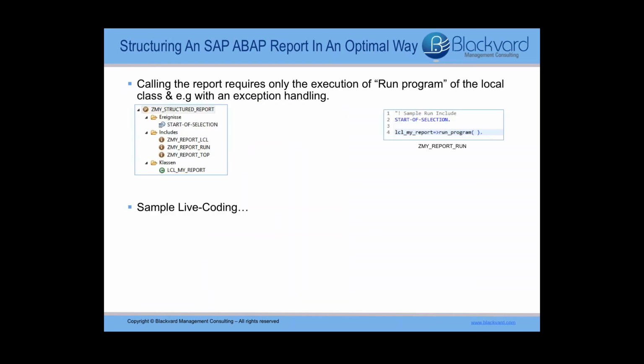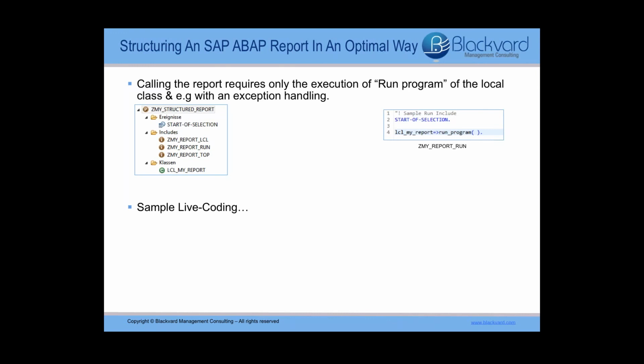All right, calling the report is our last but not least include. On the right side you see set my report run, and it just only requires the execution of our run program from the local class. For example, there you could do an exception handling or whatever, but for our simple sample it's not required. And on the left side you see the structure of our report, what's contained in this.